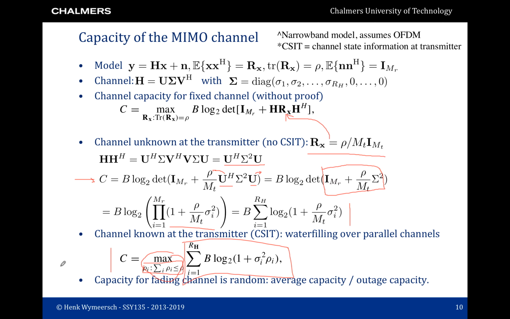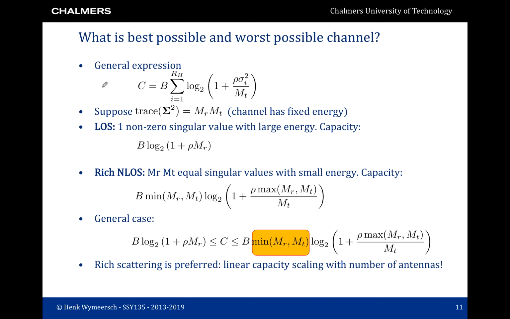As before, when the channel is random, we will have different notions of capacity, such as average capacity and outage capacity. So now we know that the capacity, in the case of channel state information at the receiver, has the following expression. It involves a sum over the non-zero singular values, and here we see the non-zero singular values squared.